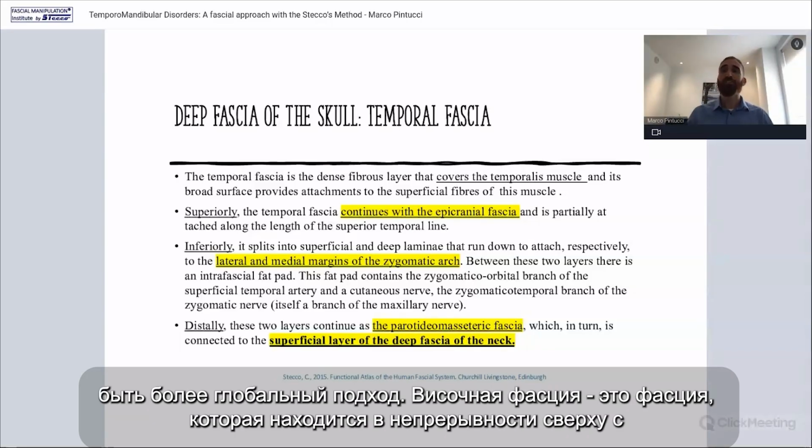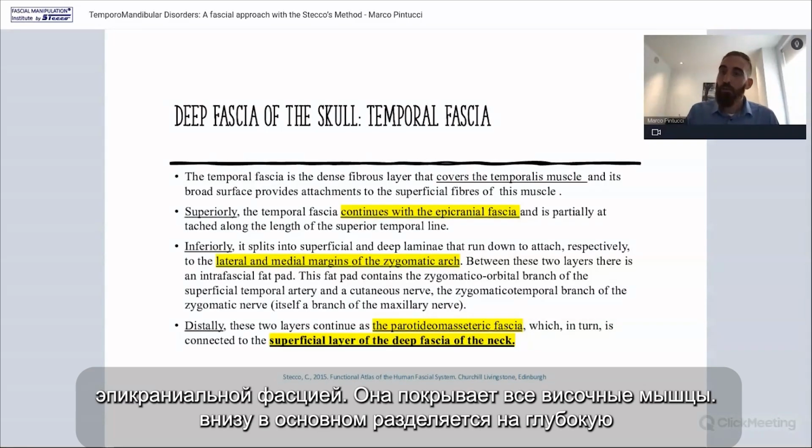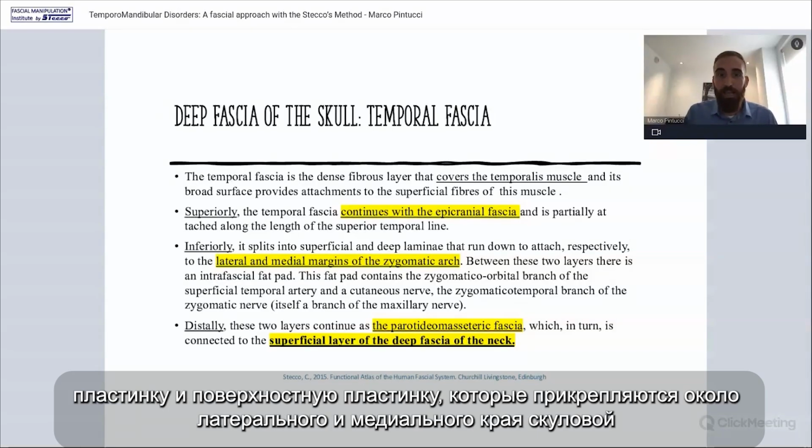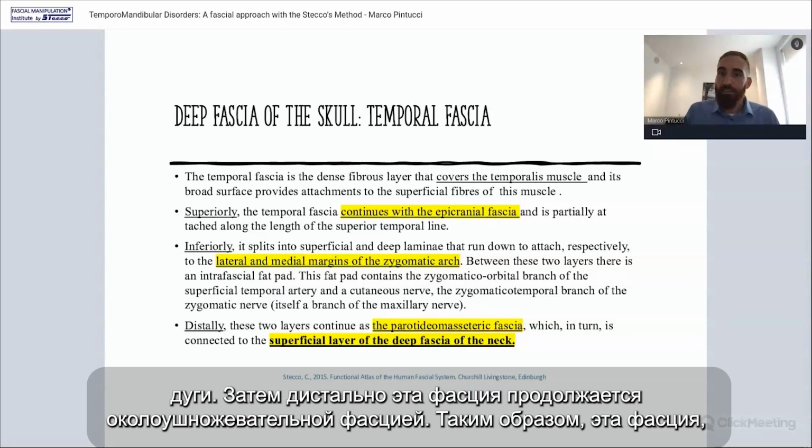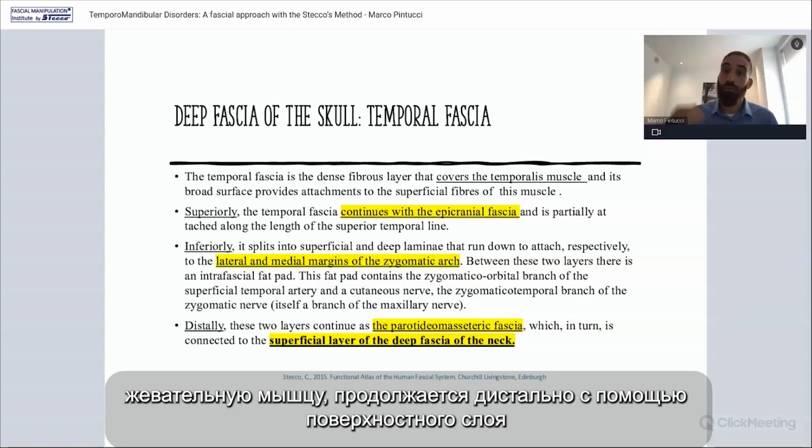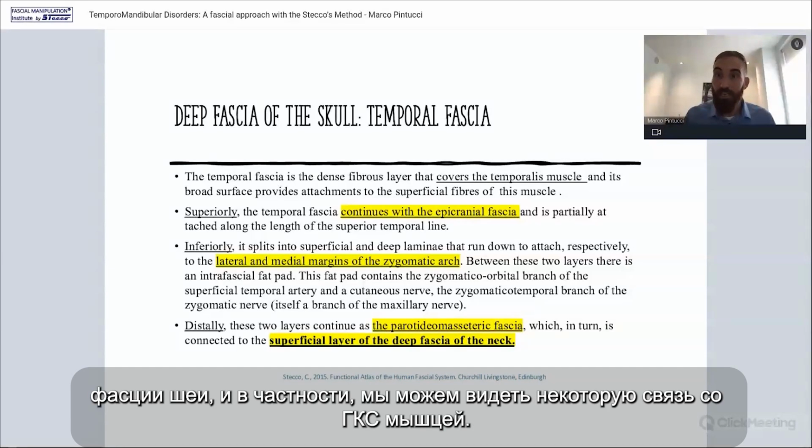The temporalis fascia is in continuity superiorly with the epicranial fascia. It covers all the temporalis muscle. Inferiorly, it splits into a deep lamina and a superficial lamina, which attach to the lateral and medial margin of the zygomatic arch. Then distally, this fascia continues with the parotid masseteric fascia, the fascia that covers the masseter, and also continues distally with the superficial layer of the fascia of the neck, and specifically we can see some connection with the sternocleidomastoid muscle.